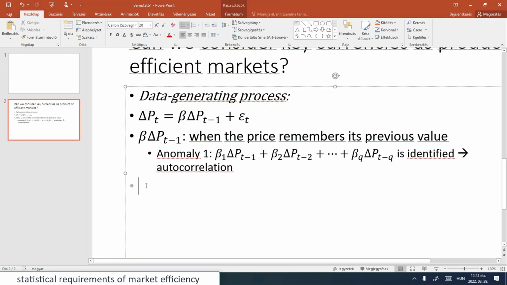Second thing, okay, now we are outside. So prices should change randomly. So this is the shock or innovation.